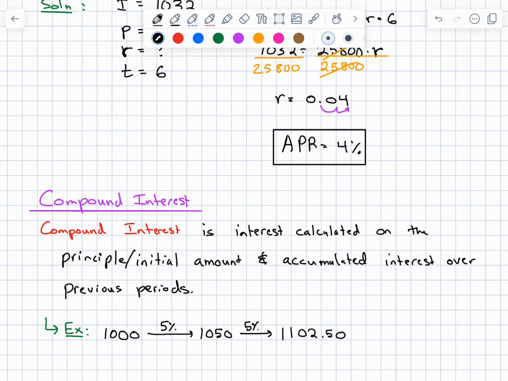Next time, if you do 5% again, now you have $1,157.63. Technically 62.625, but I'm going to round to the nearest cent.